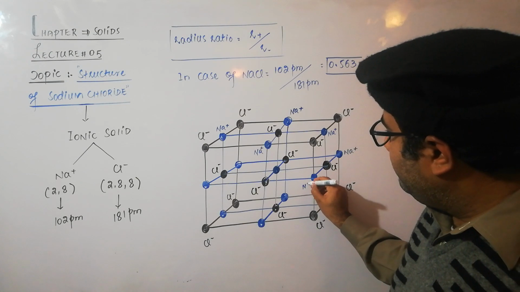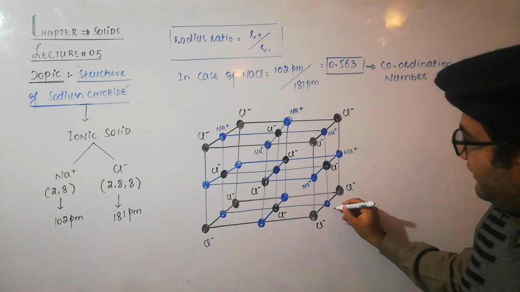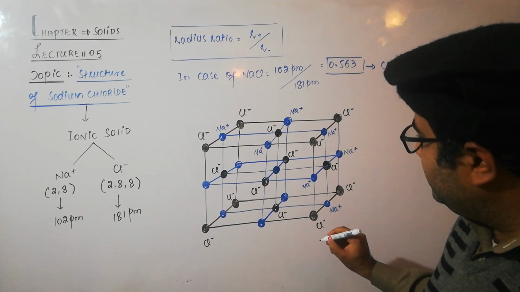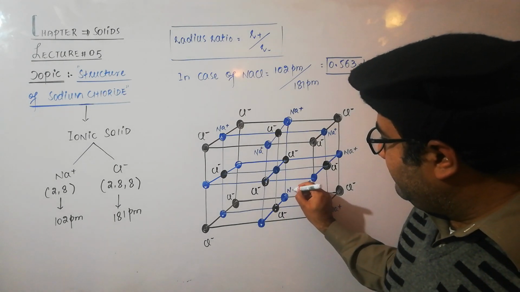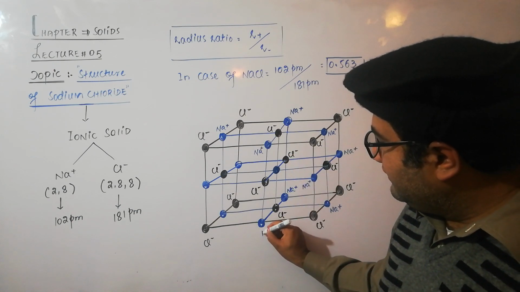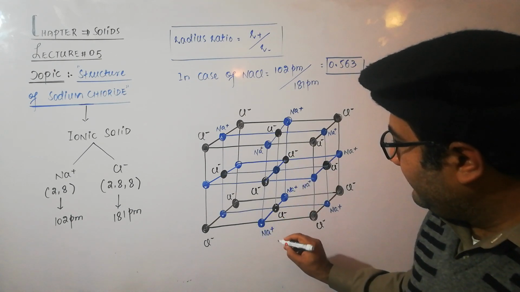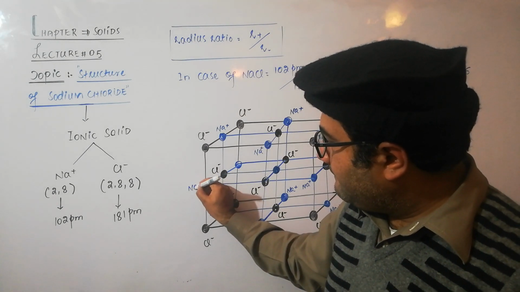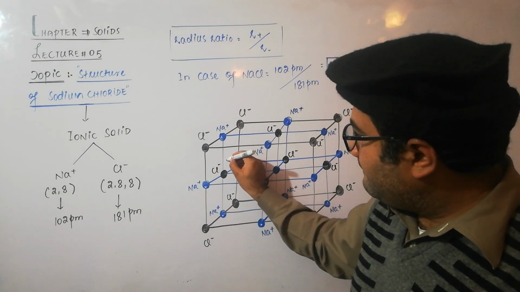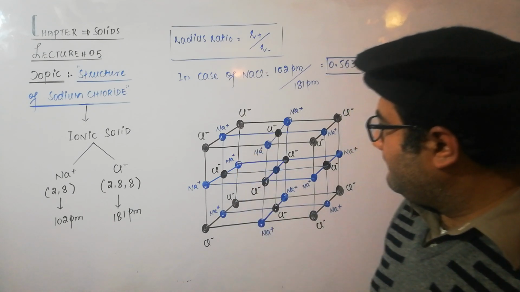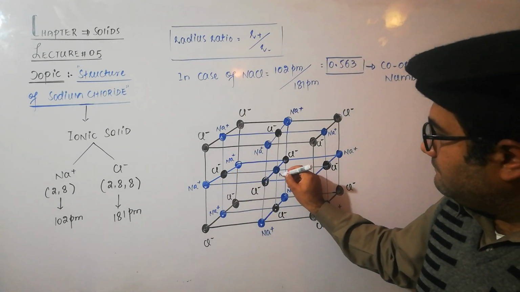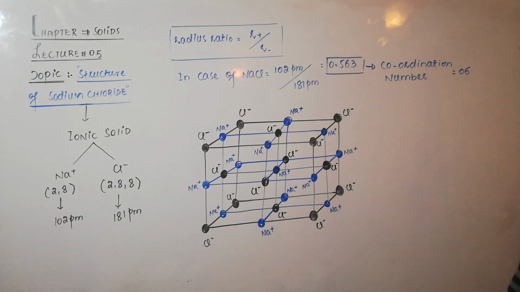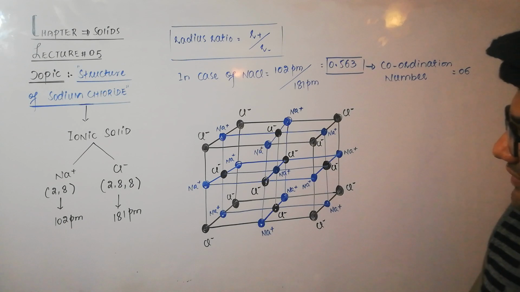And in total there will be 13 sodium ions: 12 at the center of the edges and 1 between the chlorides in the center. So these are the sodium ions actually.